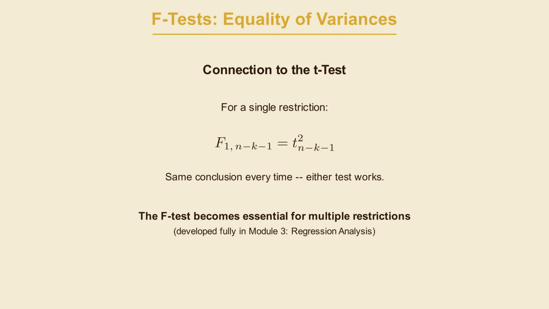Where the F-test becomes essential is when you want to test multiple restrictions at the same time. We'll get into this more fully in Module 3 on regression, where the F-test is one of the central tools for evaluating whether a set of factors jointly explains variation in returns. But the core logic is the same as what we've covered today. You're comparing variability explained by the model to variability left unexplained, and the F-statistic tells you whether that ratio is large enough to be meaningful.